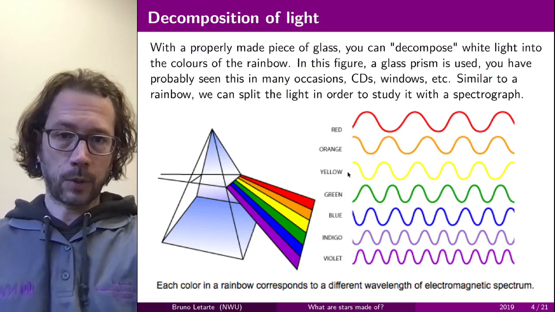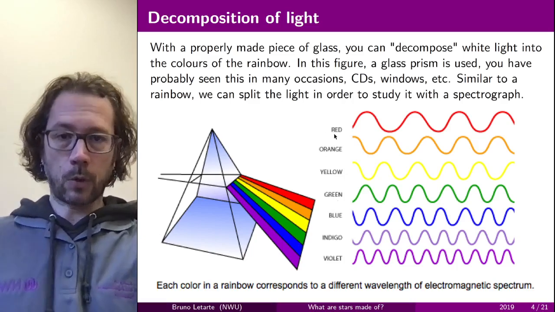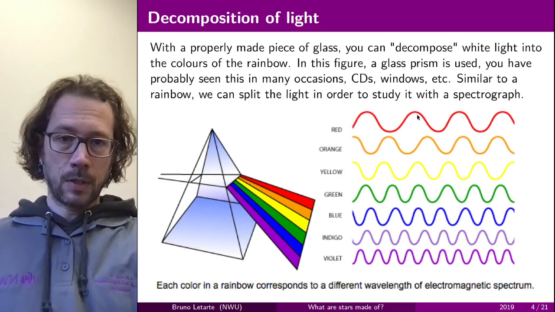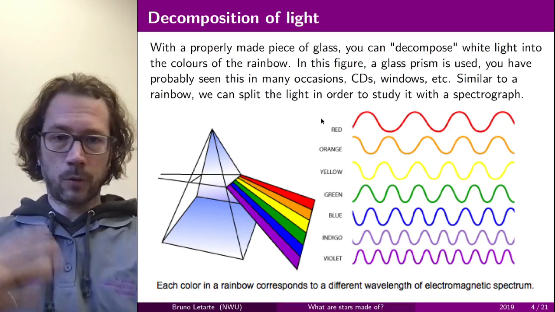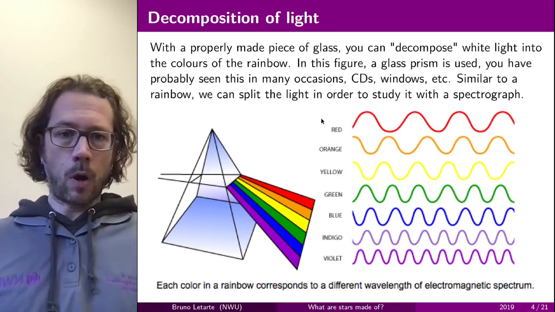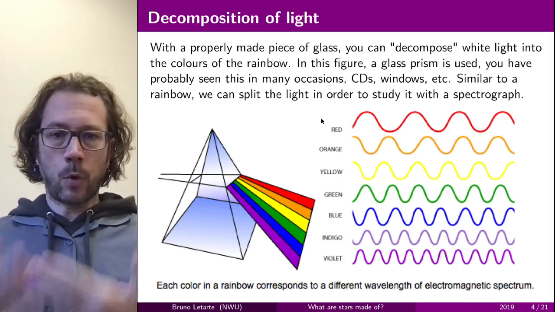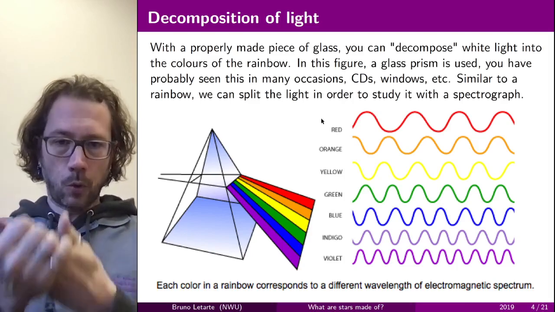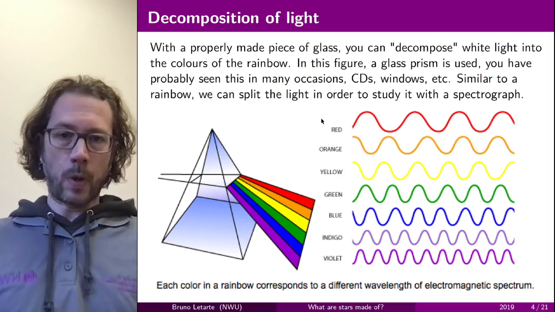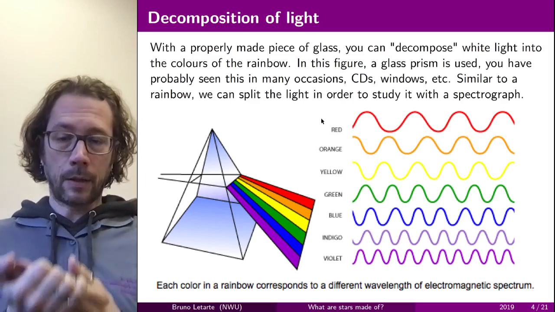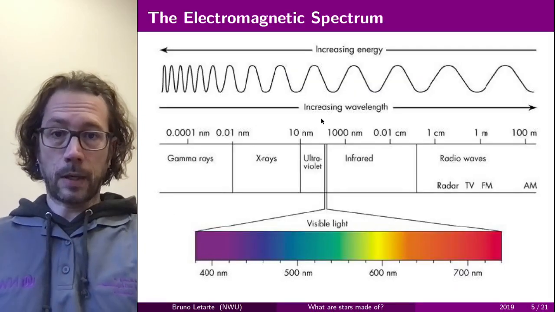So on this slide, what is different about the different colors is what we call the wavelength. So basically, it's the distance between these two peaks. It's not really important why it's like that, but basically, what you have to understand is that all the different colors correspond to different wavelengths or different energy. And this is just a part of what we call the electromagnetic spectrum.